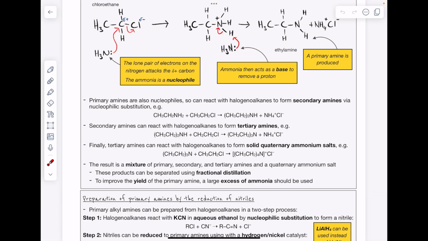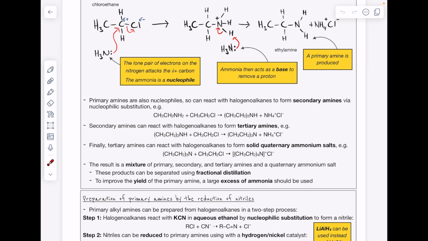Now, the primary amines produced can also act as nucleophiles, and this means that they can react with halogenoalkanes to form secondary amines via nucleophilic substitution. So we in effect take our halogenoalkane, the primary amine produced in the first reaction, and use the lone pair on that nitrogen to act as a nucleophile.